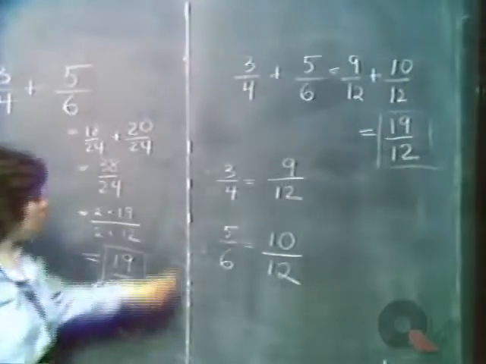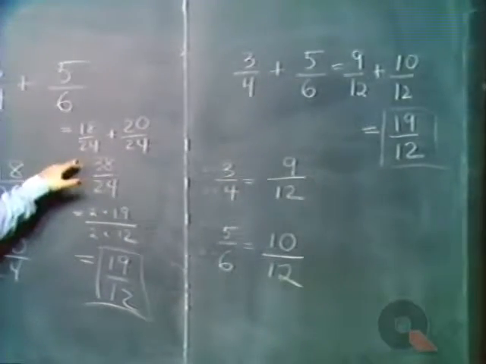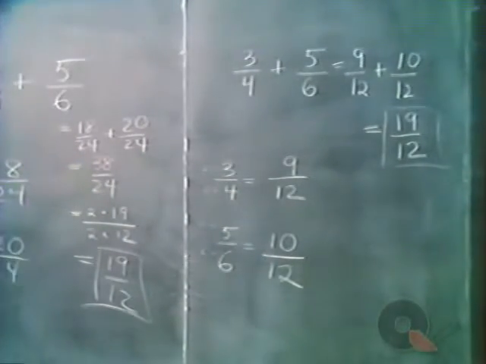If you happen to find the lowest common denominator right away, fine, and if not, don't get upset. You can use the product of the denominators. It's better than not doing the problem.